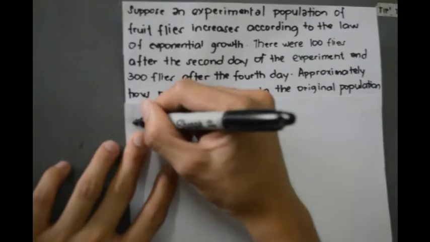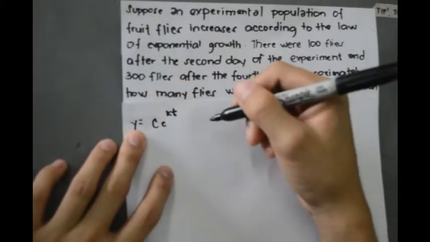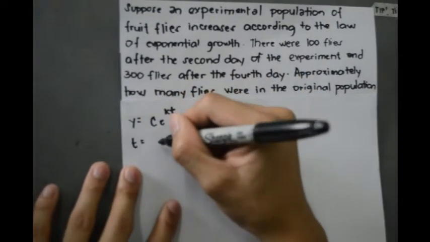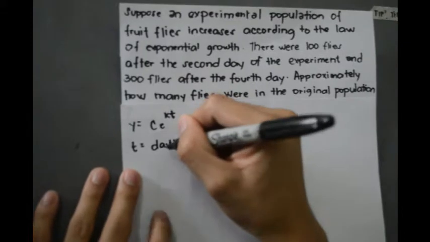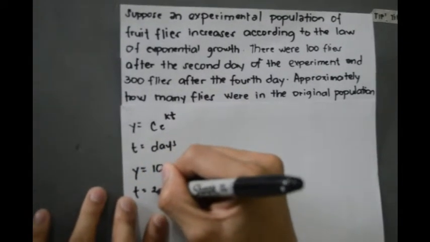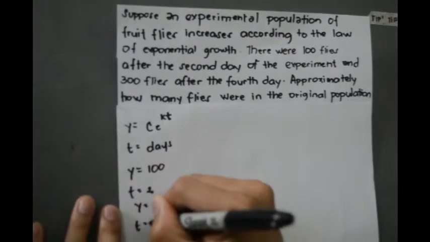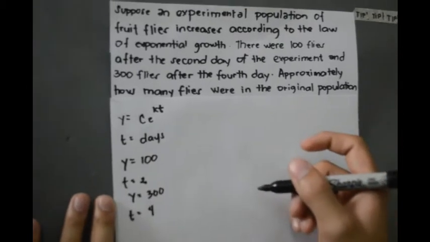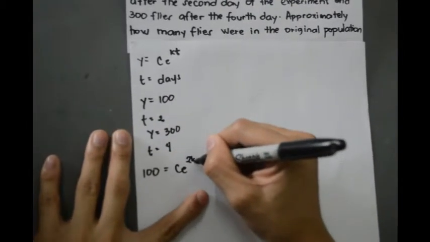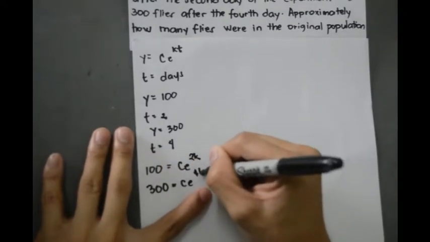So let y is equal to c e raised to kt be the number of flies at time t, where t is measured in days, because y is equal to 100 when t is equal to 2 and y is equal to 300 when t is equal to 4. You can write 100 is equal to c e raised to 2k and 300 is equal to c e raised to 4k.